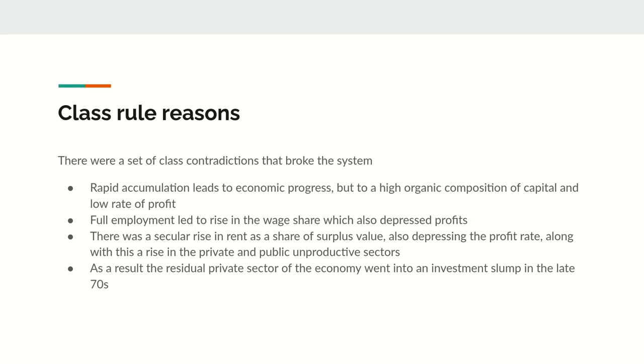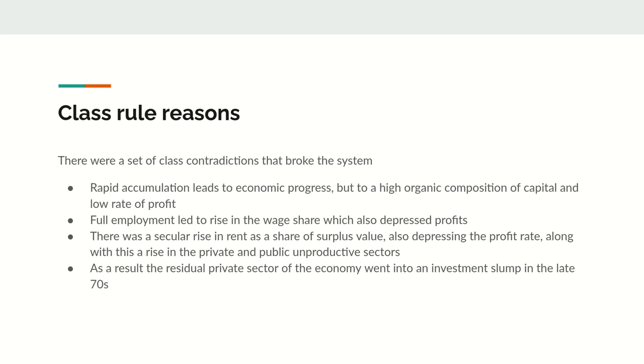Full employment also leads to a rise in the wage share, which depresses profits. And there was also a tendency for a secular rise in rent as a share of surplus value, which tends to depress profit rates. Why was there that? It's basically because business rates in city centres tended to rise. Those were still in a private sector, and private profits were being made on property speculation, and business rates in the centres of cities were rising. Partly this is because the state hadn't really introduced full site value rating, which it should have done.